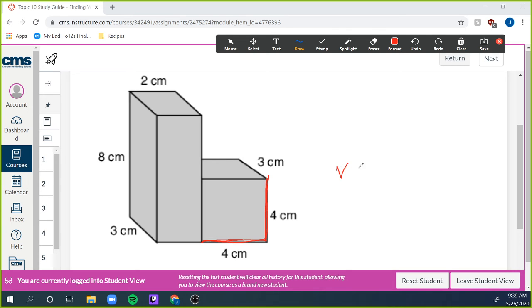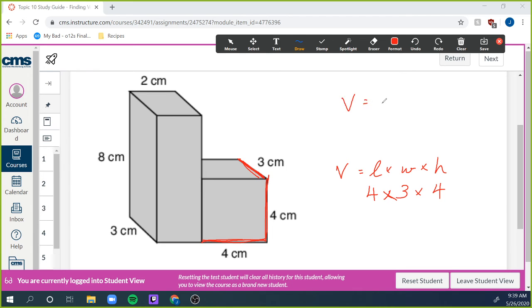So we have volume equals length times width times height. We have a length of 4. We have a height of 4. And we see that it has a width of 3. So we already have all the dimensions of this prism. 4 times 3 times 4.